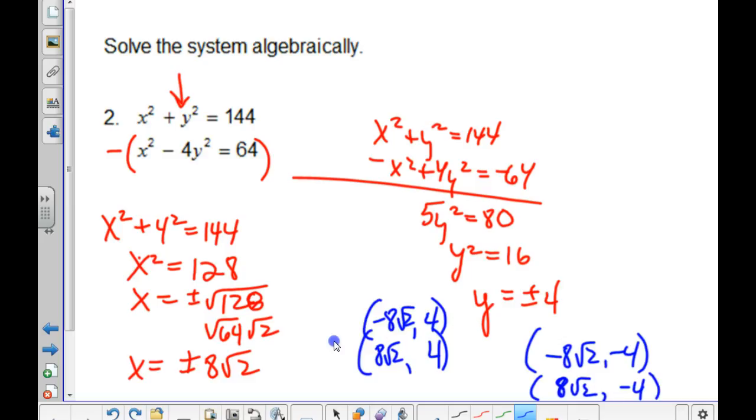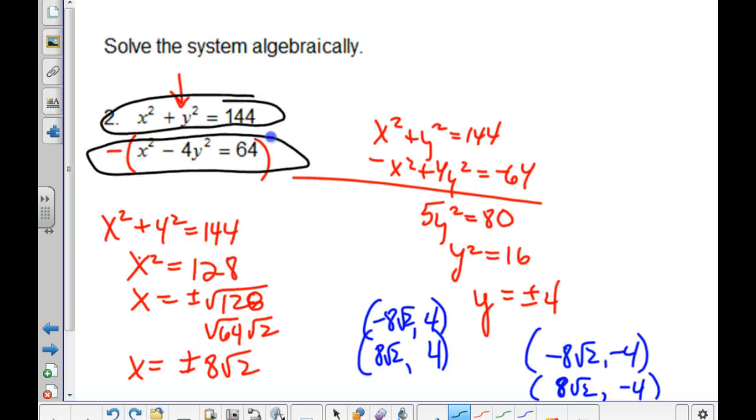Doesn't work this time. Okay, graph. Can anybody describe the graph? This one is a circle, and this one is an ellipse. Nope, it's a hyperbola. It's a hyperbola. So it's going this way and this way.